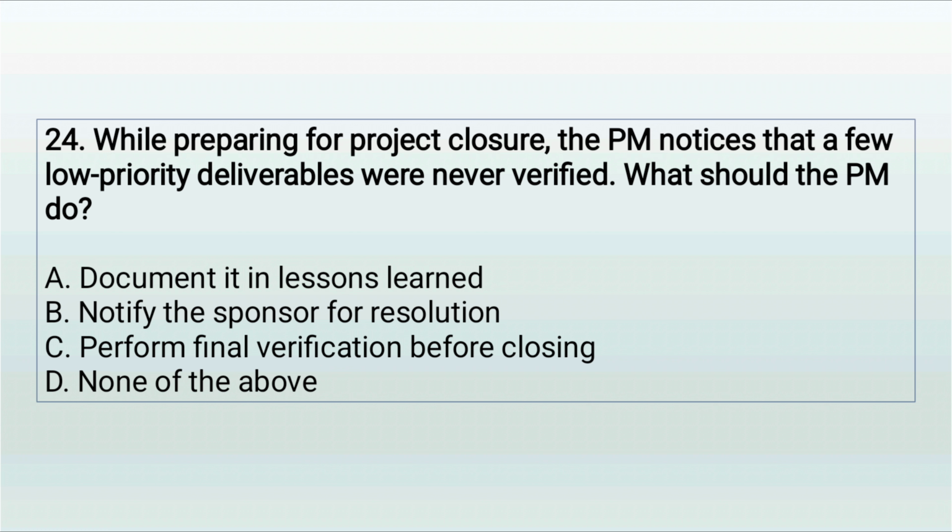24. While preparing for project closure, the PM notices that a few low-priority deliverables were never verified. What should the PM do? A. Document it in lessons learned. B. Notify the sponsor for resolution. C. Perform final verification before closing. D. None of the above.